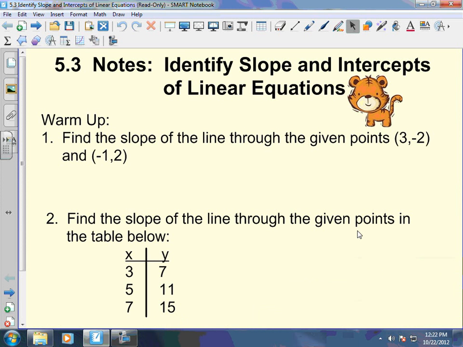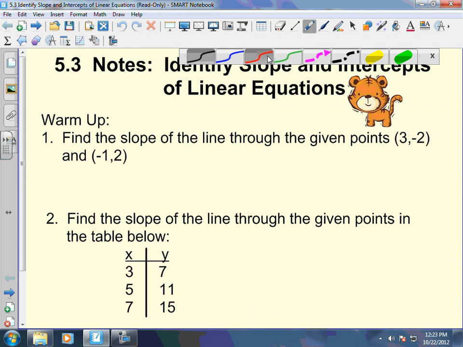Okay, this is lesson 5.3. Today we're going to be identifying the slope and the intercepts of a linear equation. First, we're going to go ahead and go over the warm-ups. So do the warm-ups, pause the video, do the warm-ups, and then start the video back up again.